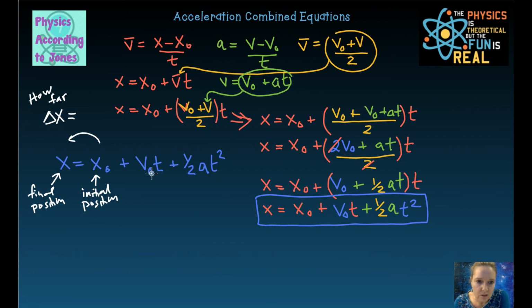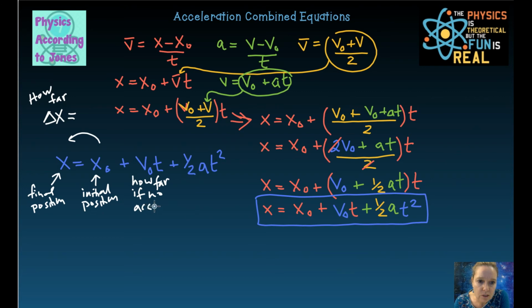Okay, now what is this? What's V0 times T? This is like meters per second times seconds, which would be meters. So this is a distance, right? Velocity times time gives you a distance or a displacement. So this is going to tell you how far, but this is how far according to your initial velocity. So this would be how far if there was no acceleration.